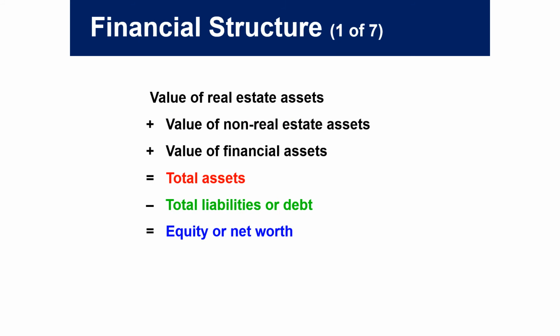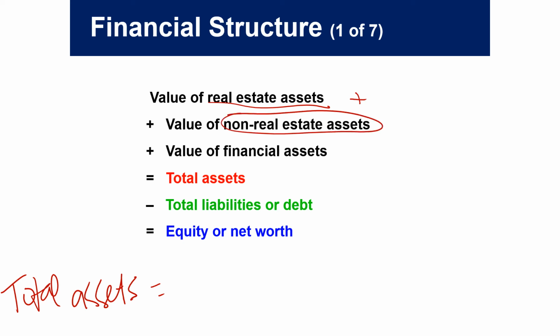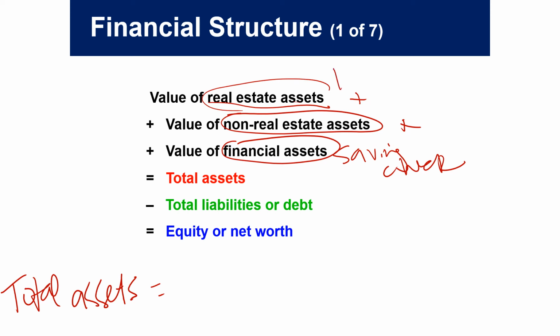Okay, total assets is equal to real estate assets plus non-real estate assets plus any financial assets. So this would be anything in your savings account, checking account, etc. Real estate assets would be like land value. Non-real estate assets would be like machinery value. So total assets equals land, machinery, checking, savings. So real estate plus non-real estate plus financial assets.